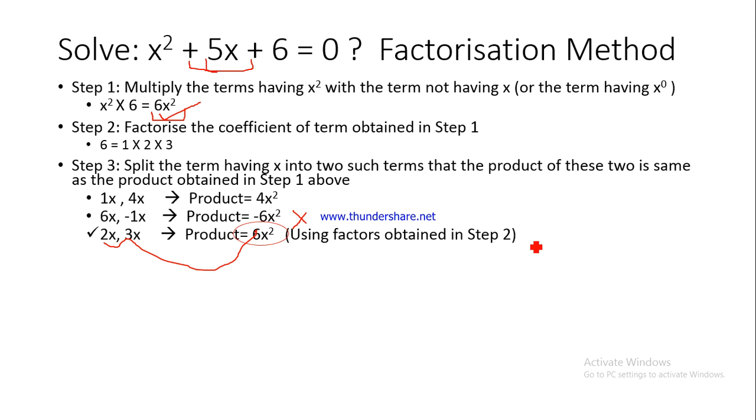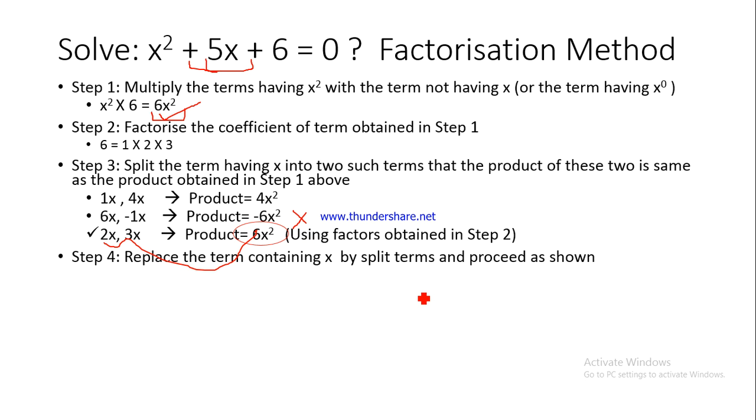So now let us move forward. So we are moving ahead with this. See, we have got what we wanted. Now we are moving ahead with the solution. Step 4 would be to replace the term containing x by split terms and proceed as shown. So this term, this plus 5x, now will have to be replaced by the split terms, along with their signs. And now we have to proceed in the manner in which it has been shown below.